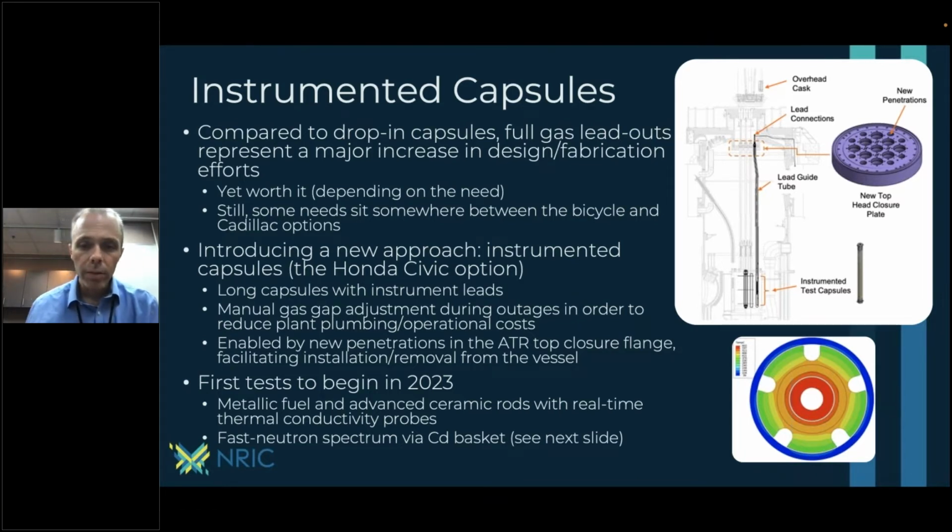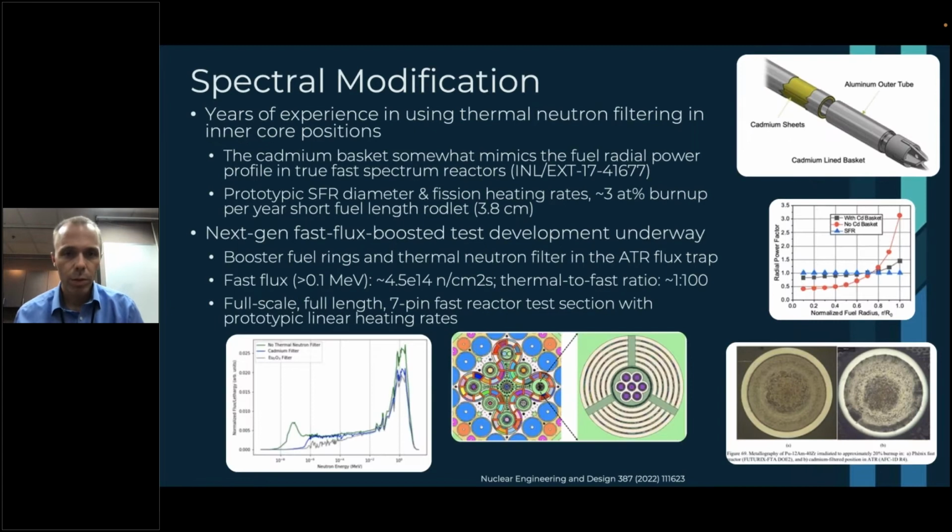Go ahead and go to the next slide. We'll talk a little bit more about spectral modification. Yes, ATR is a thermal spectrum reactor, and yes, many advanced reactors are fast spectrum reactors. And presently, there is no fast spectrum material test reactor available in the United States and really in the Western world. So we have to get clever about how we can use ATR to mimic some of the important features of a fast spectrum reactor.